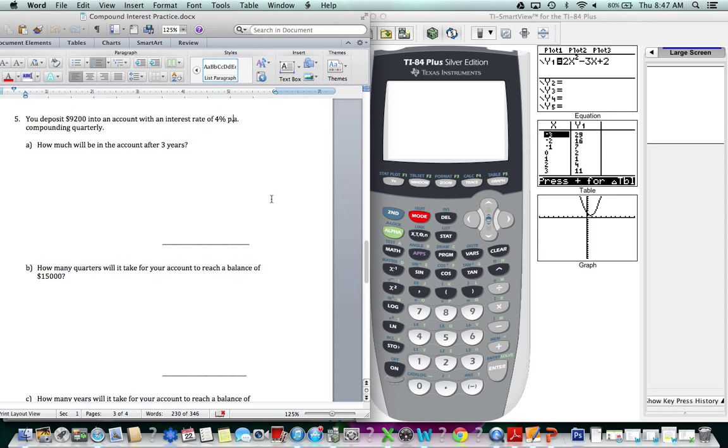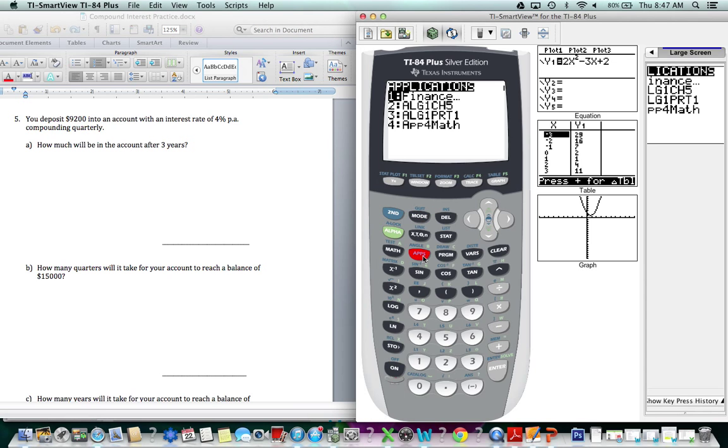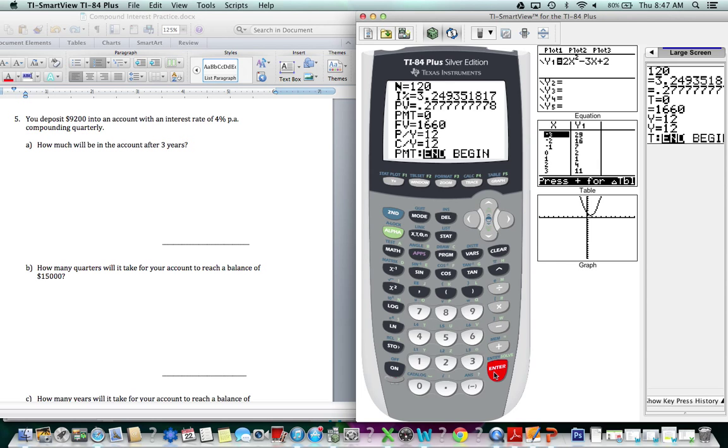So in order to do this question in the calculator, we want to go to apps. So we click on the apps button, and then we're going to go into finance, which is number 1. So just press enter. And after that, we're going to go into TVM Solver. So now that we're in TVM Solver, we see a bunch of things here that we have to fill in.